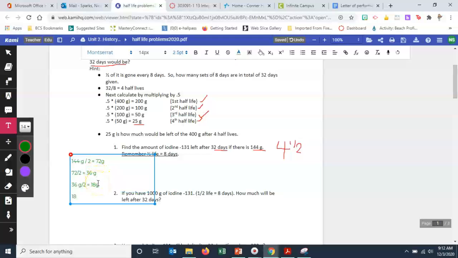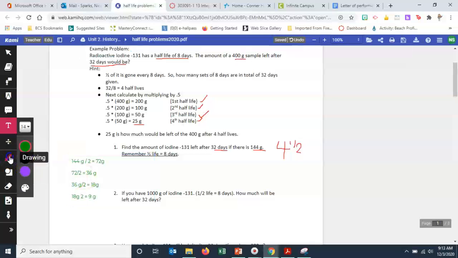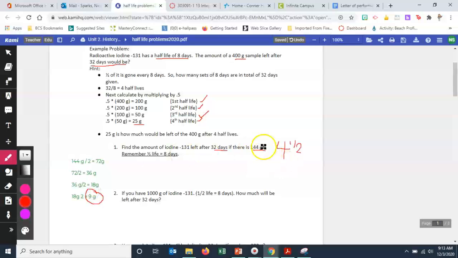So 18 grams divided by 2. And when I divide 18 by 2, I clearly get 9 grams. And so that's my final sample right there. So starting out with 144 grams, breaking it down into its 4 half-lives gives me 9 grams left.